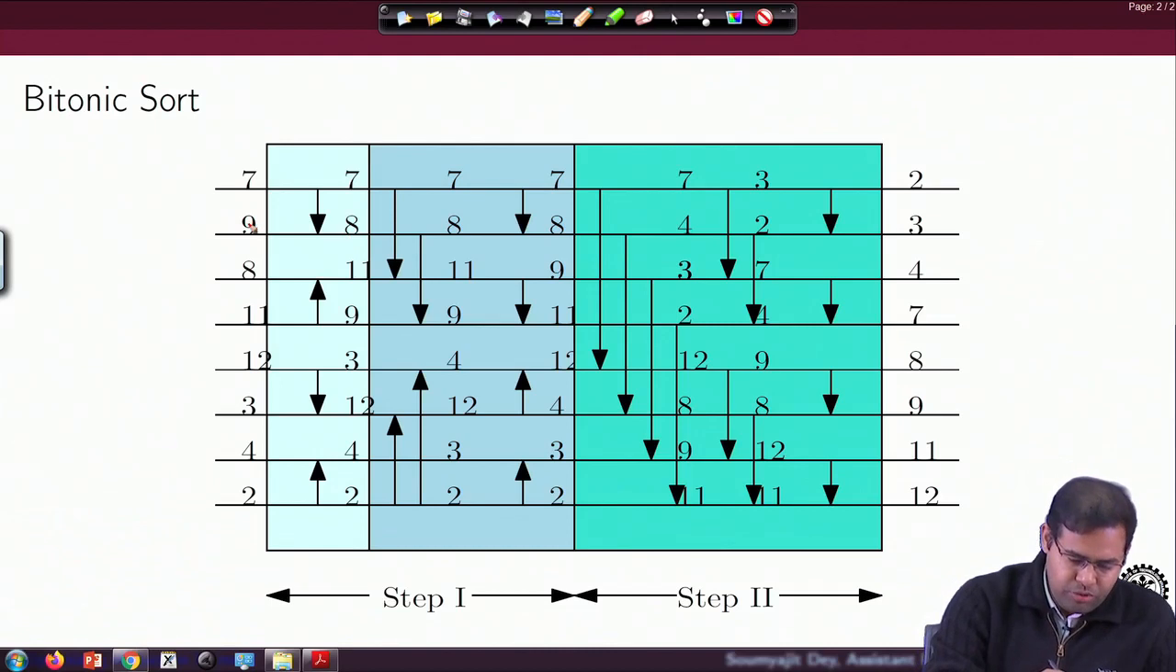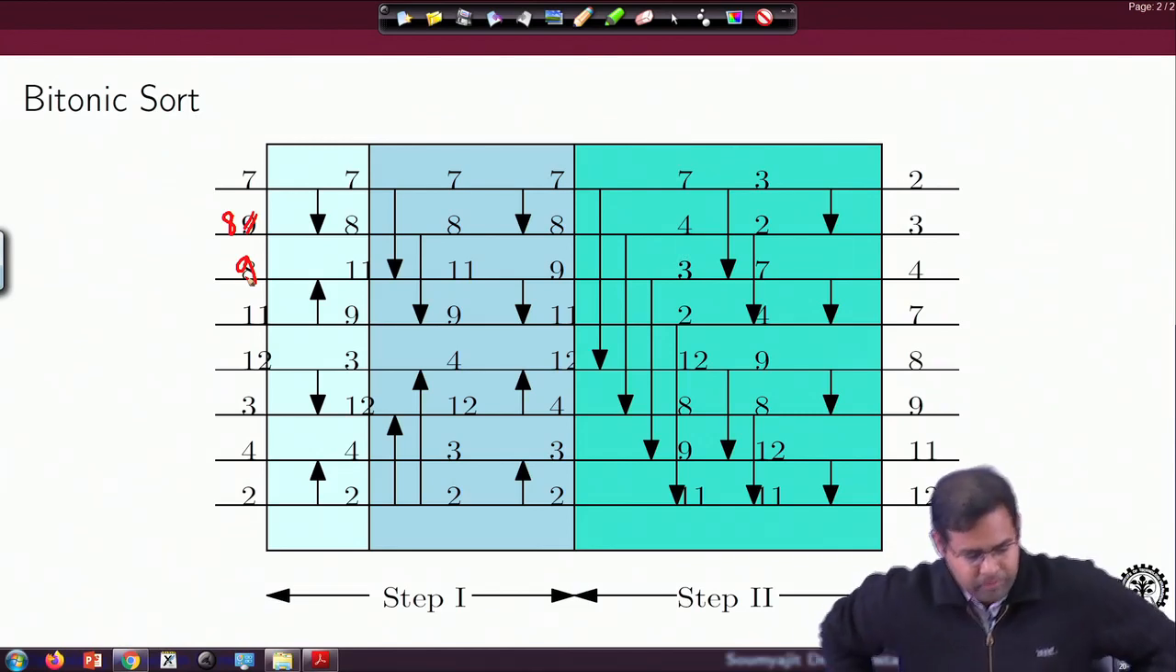So let me just do a few corrections in this picture. Here I should have 8, and this should be 9 in the input. I hope the rest is correct here.